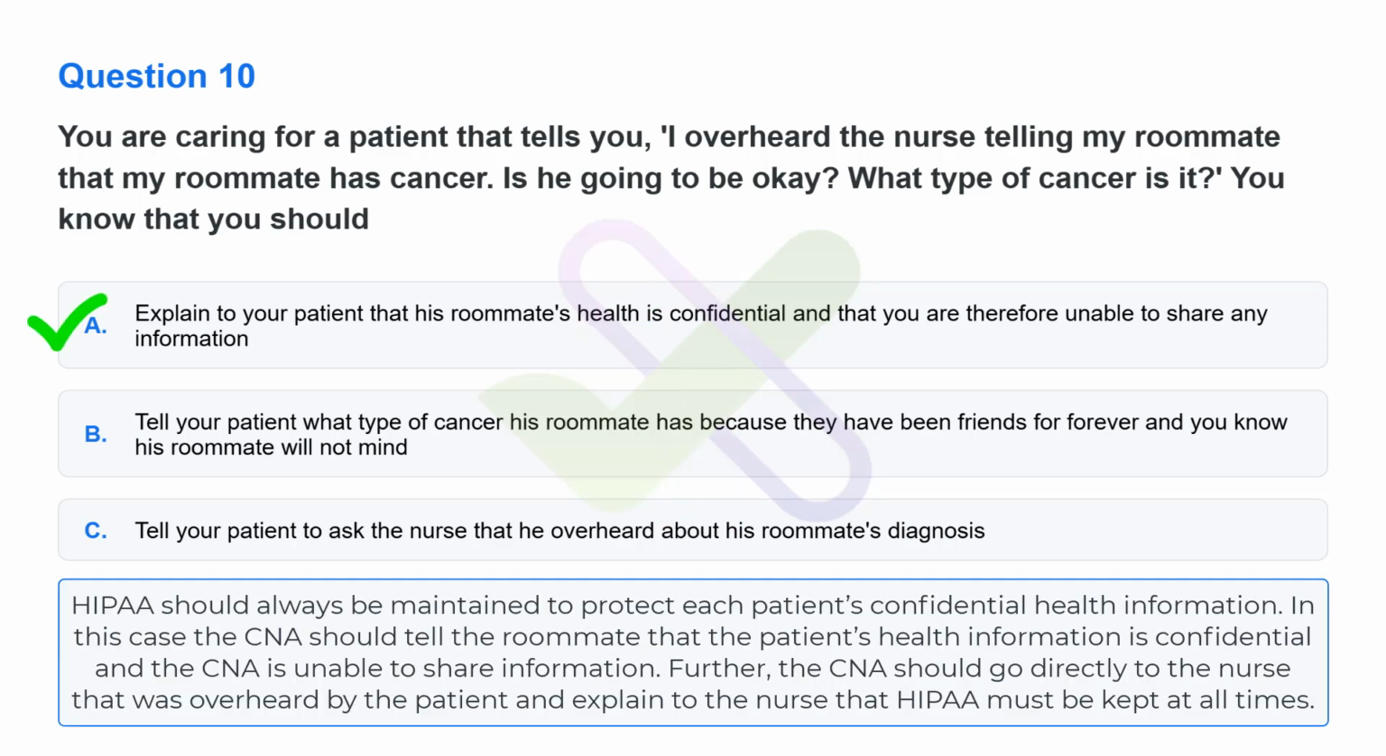Correct answer, A. Explain to your patient that his roommate's health is confidential and that you are therefore unable to share any information. HIPAA should always be maintained to protect each patient's confidential health information. In this case, the CNA should tell the patient that his roommate's health information is confidential and the CNA is unable to share information. Further, the CNA should go directly to the nurse that was overheard by the patient and explain to the nurse that HIPAA must be kept at all times.